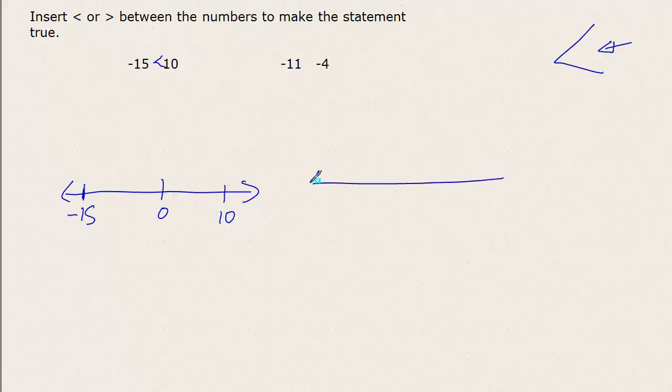If we now compare negative 11 and negative 4, and 0 is here, negative 4 is here, negative 11 is a long way to the left. So negative 4 is the larger, and therefore the crocodile wants to eat the negative 4.